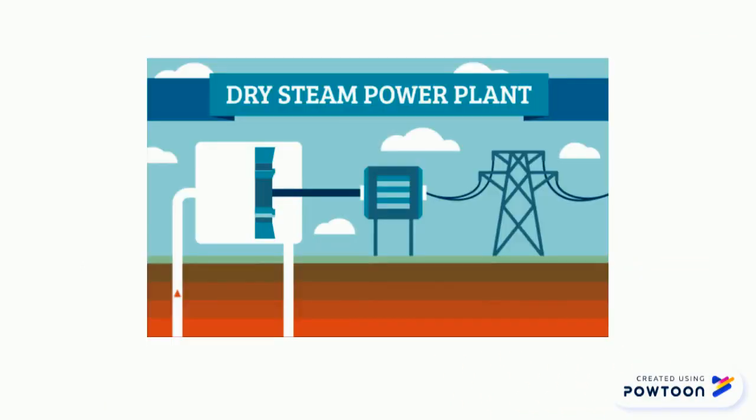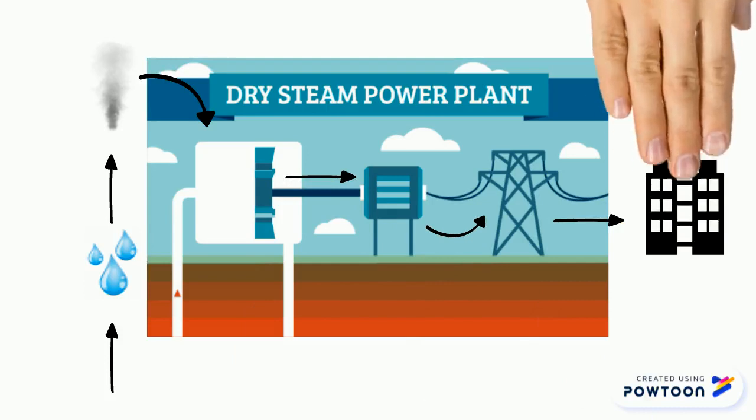Dry steam power plants are the most common type of geothermal plant. In this type of plant, hot water from underground is brought to the surface and turned into steam. This steam then powers turbines, which then power a generator that provides this energy to buildings.